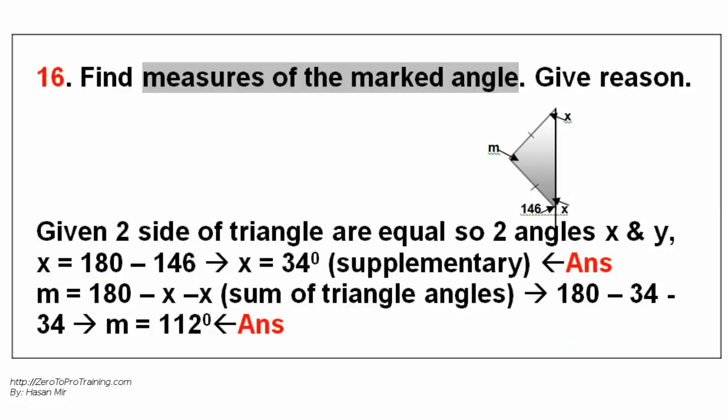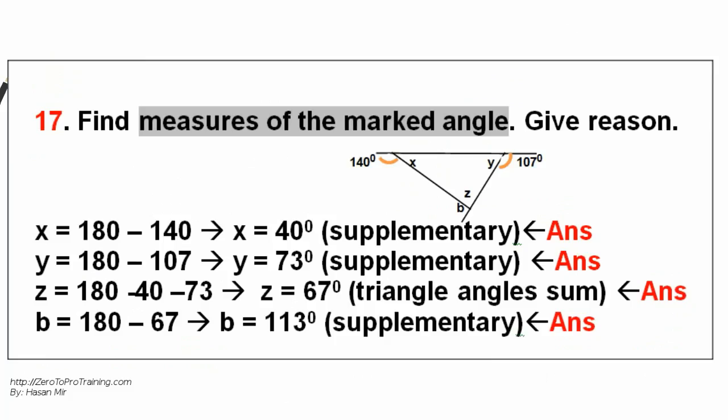Next, exercise 16, measuring noted angles, which yield, given two sides of triangle are equal, so x equals y, x equals 34 supplementary, m equals 136 by sum of angles of triangle derived. Next, exercise 17, measuring noted angles which yield in degrees, x equals 40 supplementary, y equals 73 supplementary, z equals 67 by sum of angles of triangle, b equals 113 supplementary.